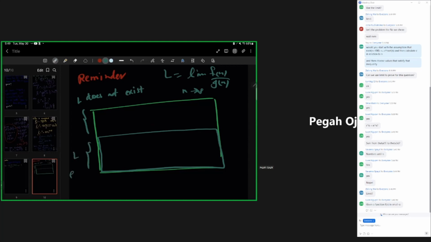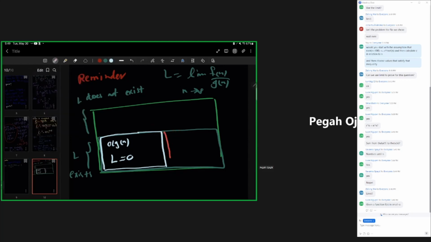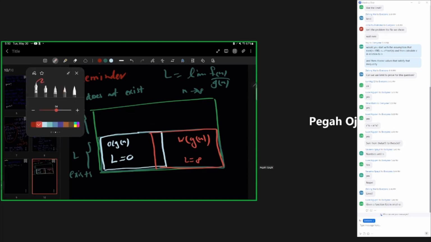Here it's divided into a few parts. This part is small o of g of n, where L is equal to 0. This part, where L is equal to infinity, is small omega of g of n.